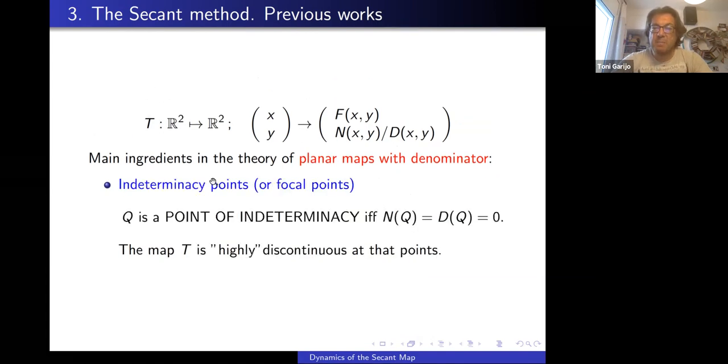Okay, the second ingredient, and perhaps the most important, is the indeterminacy points. The authors also called them focal points, but in the context of 2 variables, I think that the name is indeterminacy points. A point Q is an indeterminacy point if both the numerator and the denominator are 0. This is really a point where the map takes the form 0 over 0, and at this point the map is not defined. In fact, it's highly discontinuous. We'll see in a moment what happens at one of these indeterminacy points.